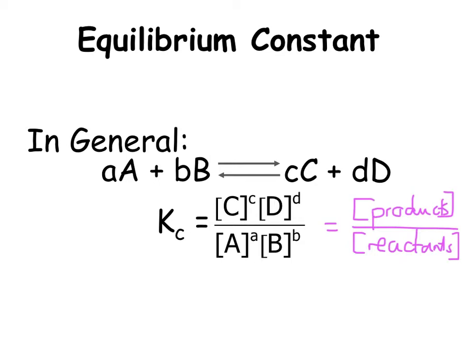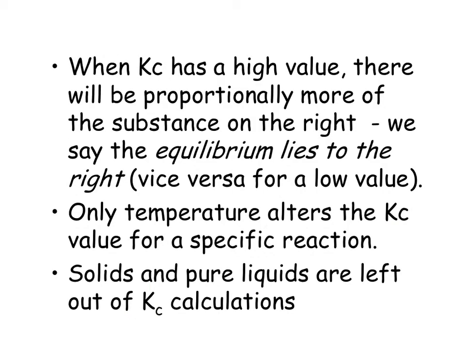With the equilibrium constant, you only use aqueous solutions and gases. Solids and liquids are left out of the equilibrium constant. When Kc has got a high value, and by a high value we mean greater than 1, there would be proportionally more of the substance on the right. Why? Because it's products over reactants.